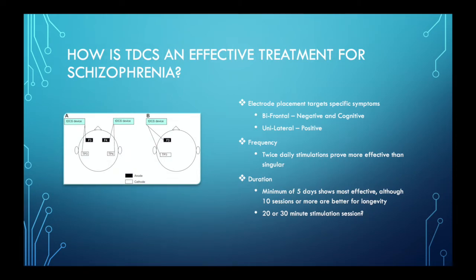How is TDCS an effective treatment for schizophrenia? As schizophrenia has multiple symptoms which affect various areas of the brain, researchers have used the placement of the anode and cathode to explore both bifrontal and unilateral effects on reducing specific symptoms and the severity. In bifrontal placement, where the anode is placed on the DL-PFC and the cathode usually on the supraorbital area, the focus is usually on reducing the effects of negative and cognitive symptoms.